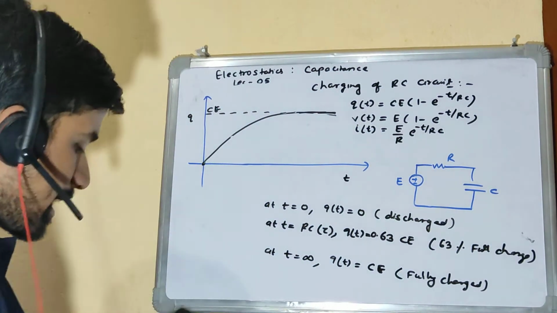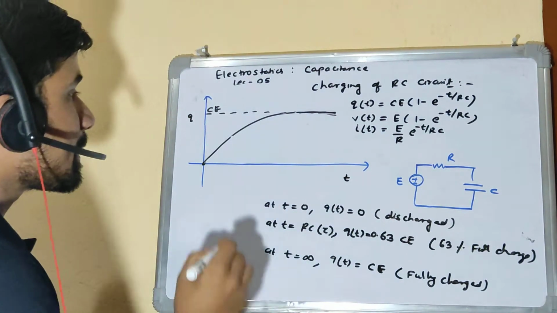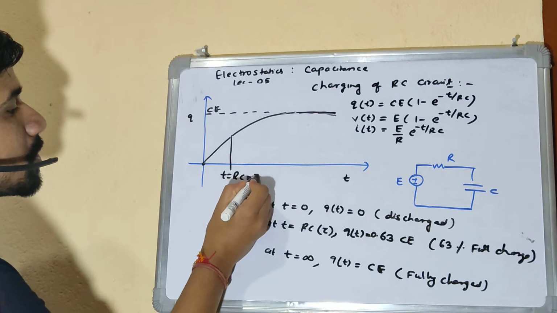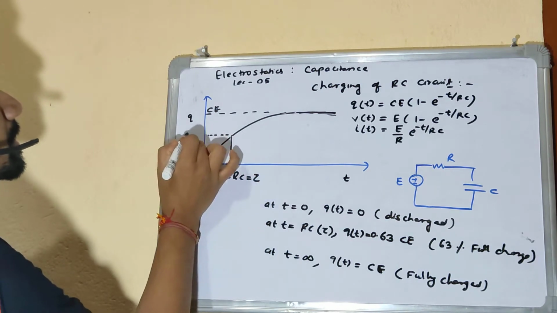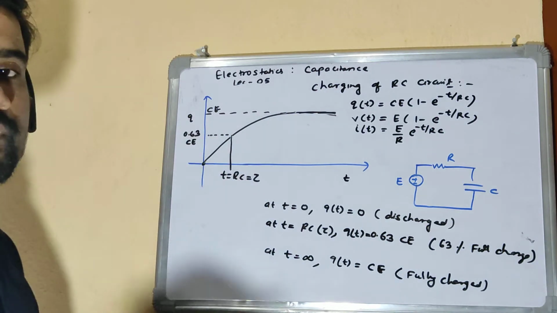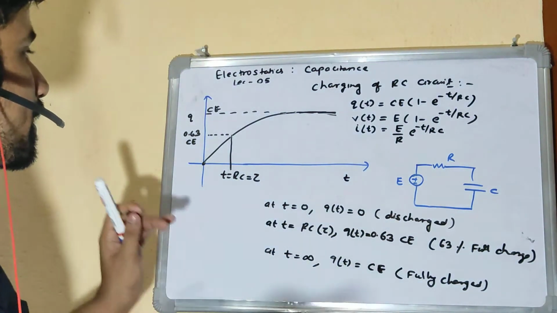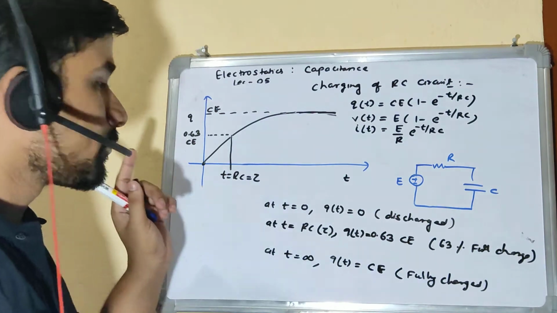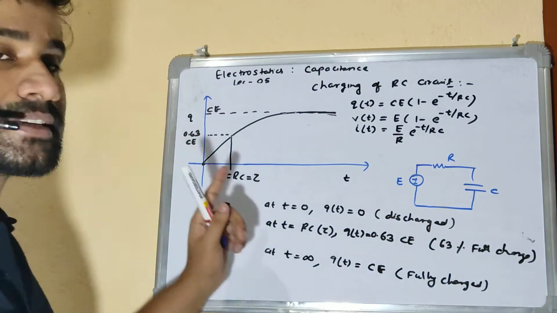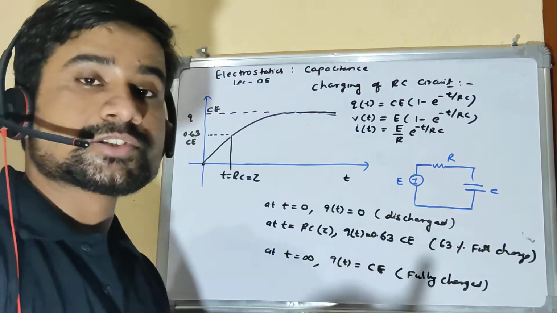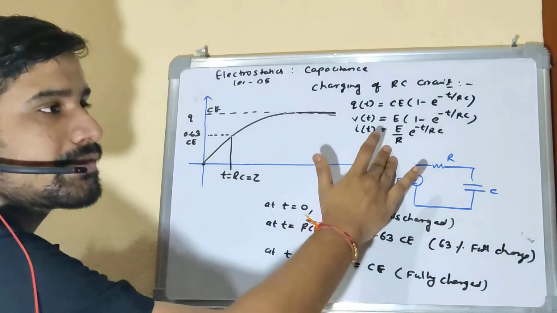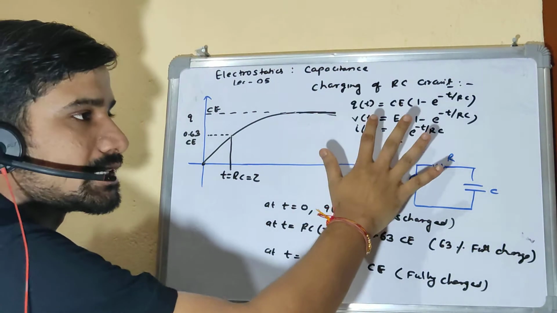CE. And remember that at t equal to the time constant, at t equal to RC, which is equal to tau, this capacitor will be at 63% of its charge, right? I don't know what we talked about in the last video, but see properly that at time equal to one time constant, which is 1 RC or RC, it will be at 63% of its maximum possible charge, right? And approximately we say that it takes around 5 time constants for the capacitor to fully charge, right?